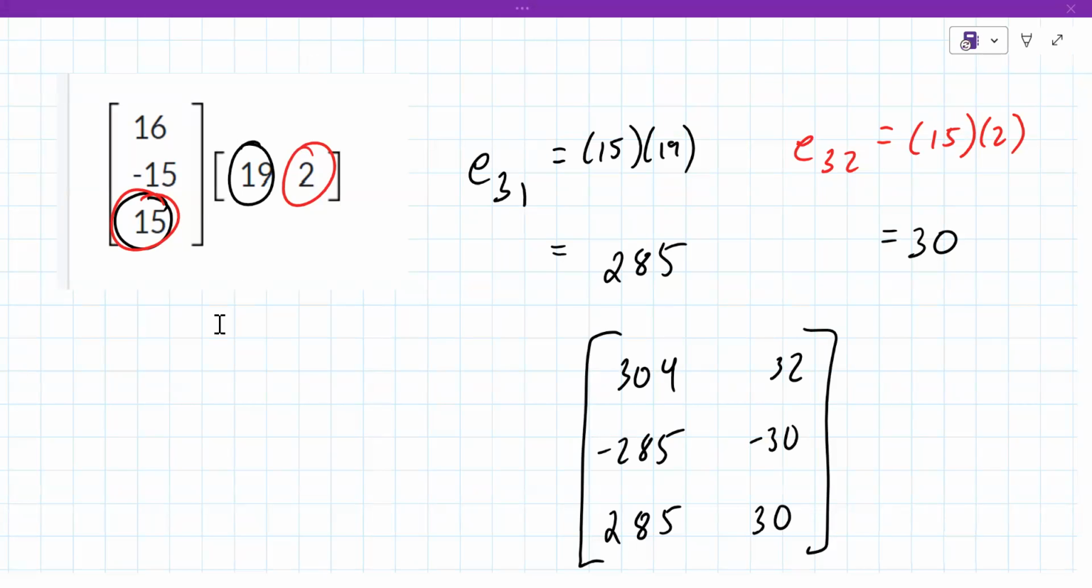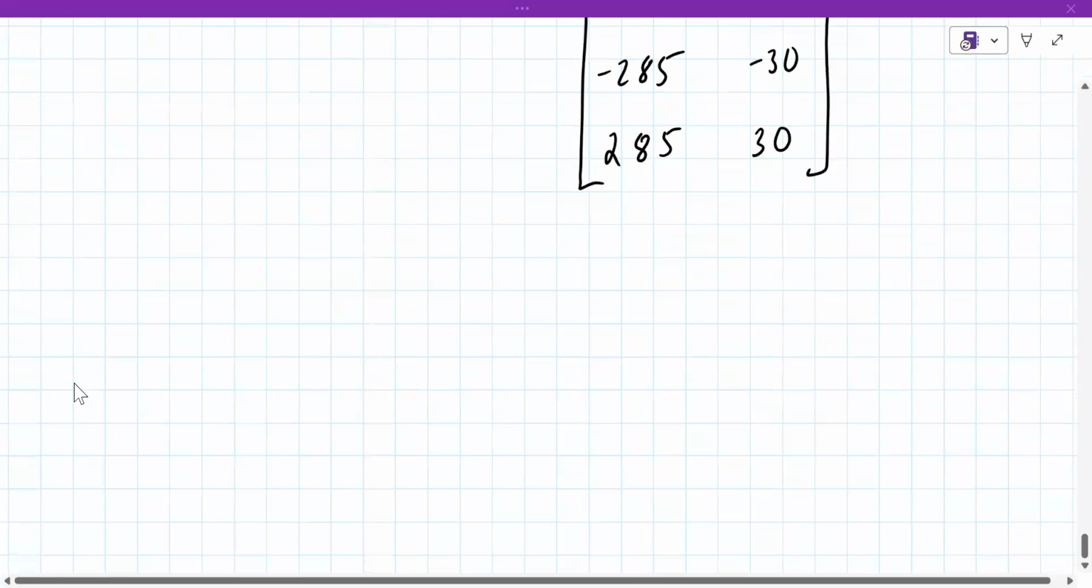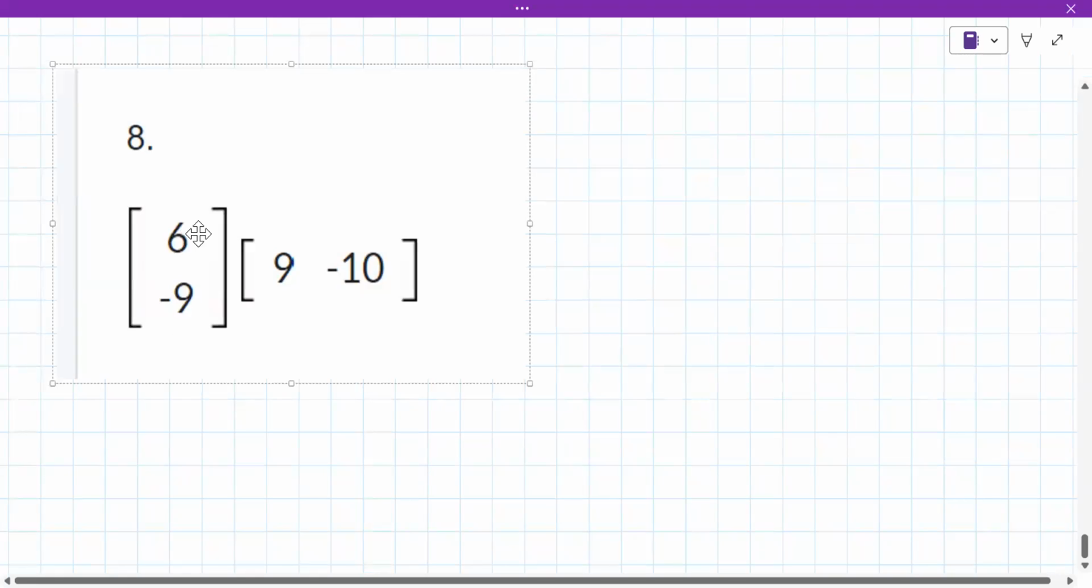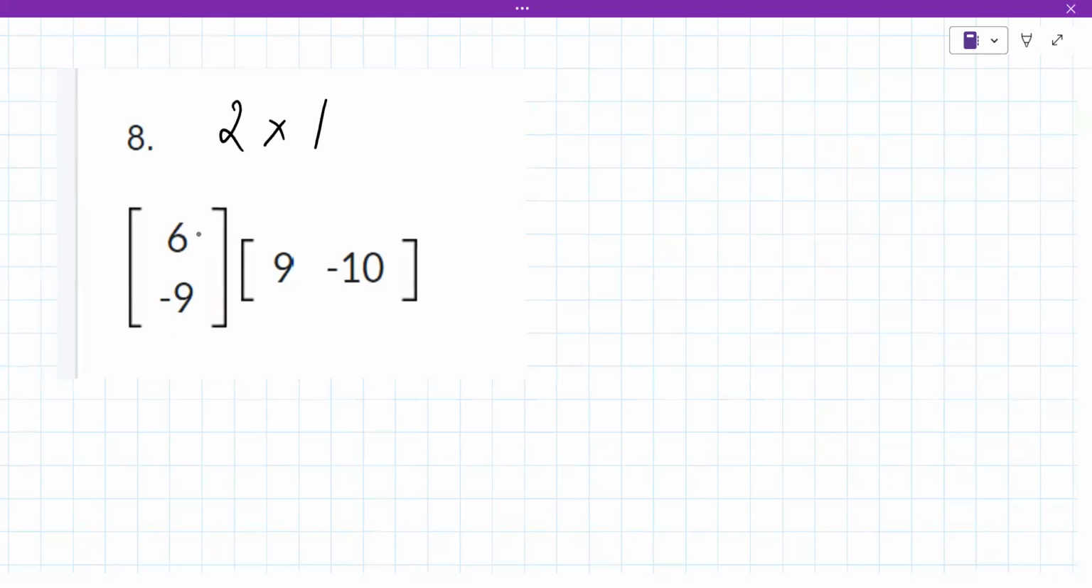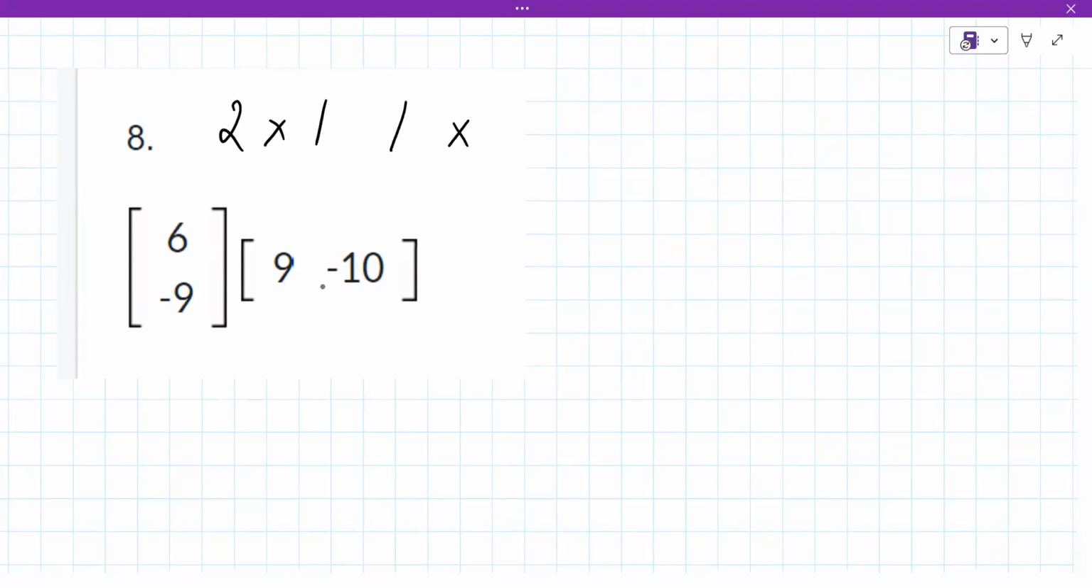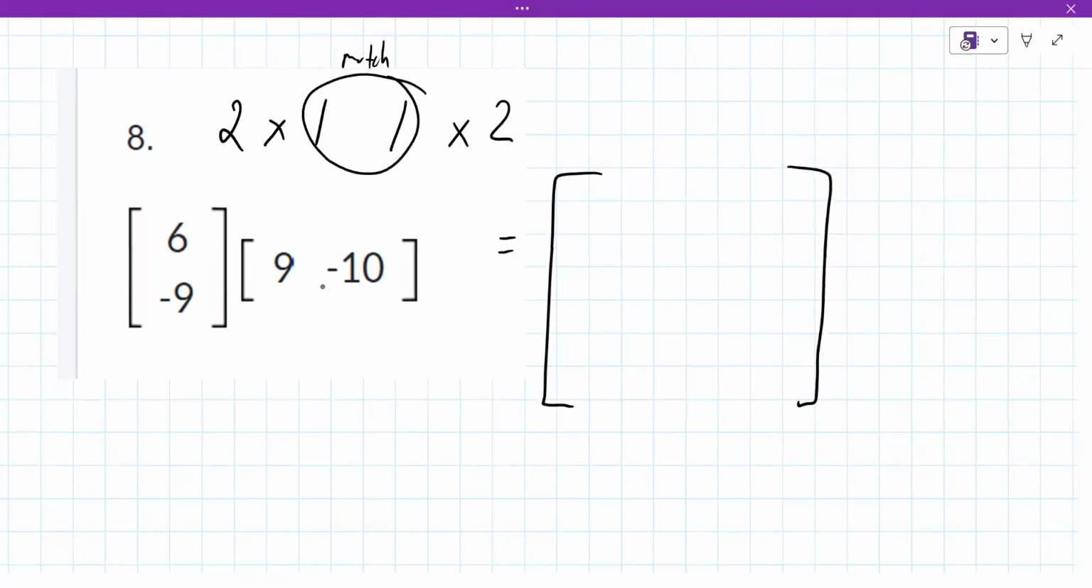Okay. So here we go. Next problem here, number 8. So the first matrix is 2 rows by 1 column. And then the 9 minus 10 is 1 row by 2 columns. So these match, that's good. And so our answer is a 2 by 2. So you got E11, first row, first column, E21, second row, first column, E12, first row, second column, E22, second row, second column.